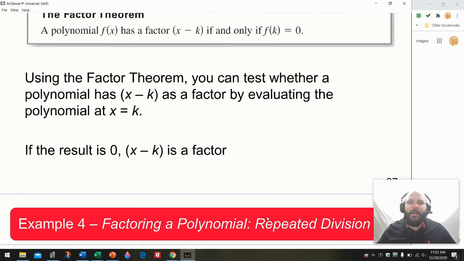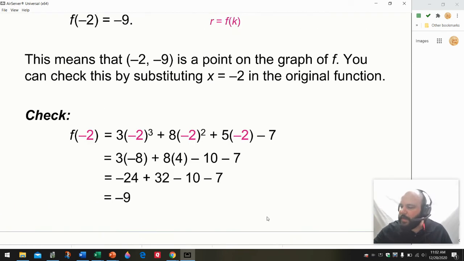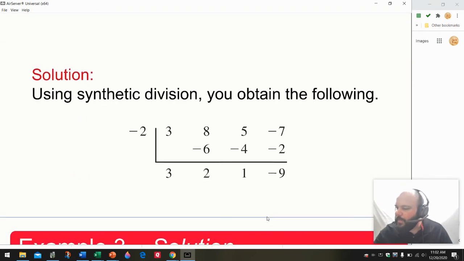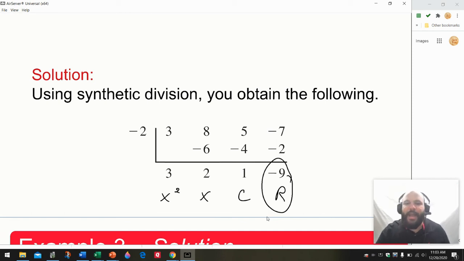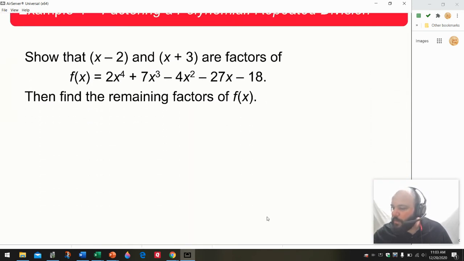Now, one thing to keep in mind, and what this factor theorem says, is that if you do synthetic division, I'm going to scroll up here for a second, and right here you can see our remainder was negative 9, right? Because remember, we start from the right: remainder, constant, x, and then x squared. But the thing to remember is that if that remainder is 0, that tells you that what you divided by is a factor and it will divide out evenly. Okay, and that's pretty important with what we're doing.